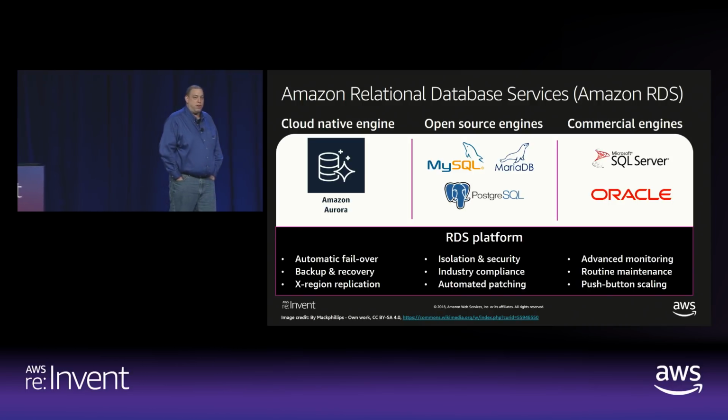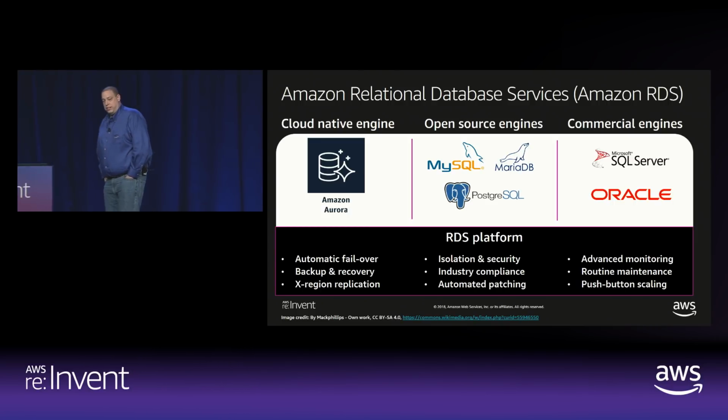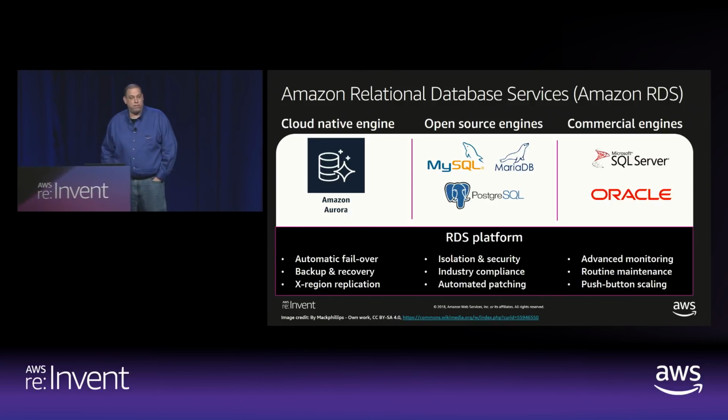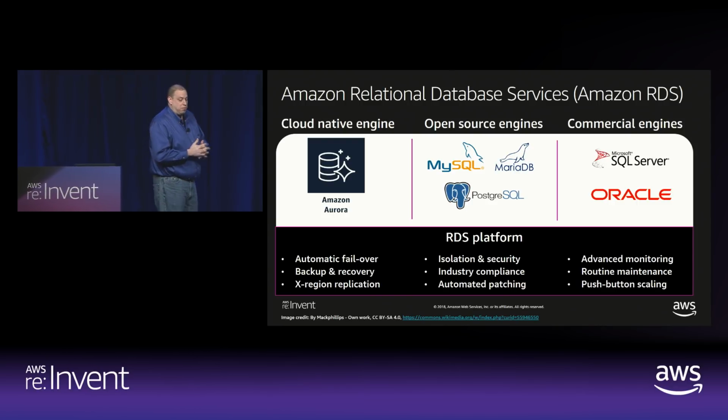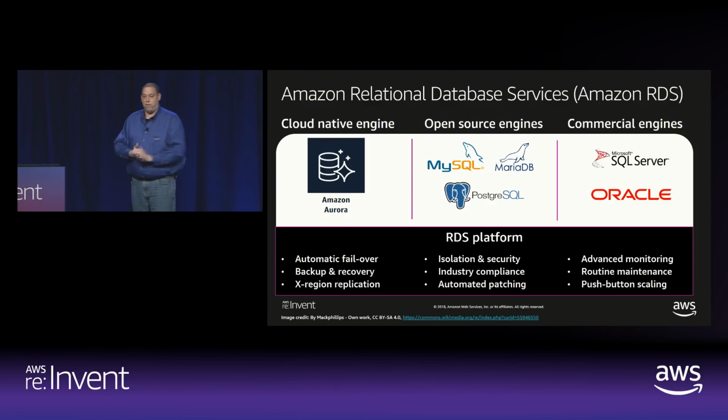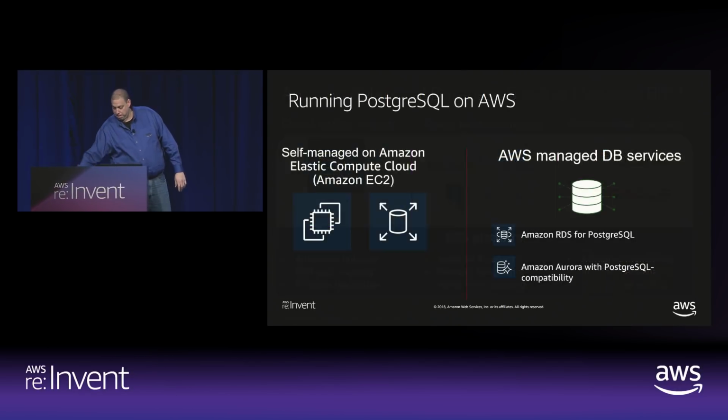But what is Relational Database Service, or RDS? It's a simple way to run your relational database in the cloud. It's available in 6 different engines: cloud-native Aurora, which comes in the flavors of MySQL and Postgres; the open source engines MySQL, MariaDB, and Postgres, which we're going to focus on today; and the commercial engines SQL Server and Oracle.